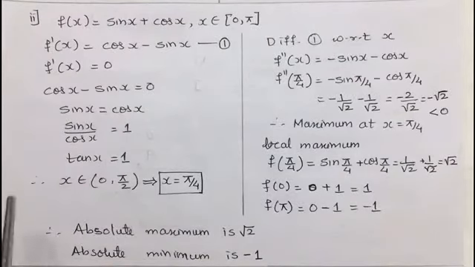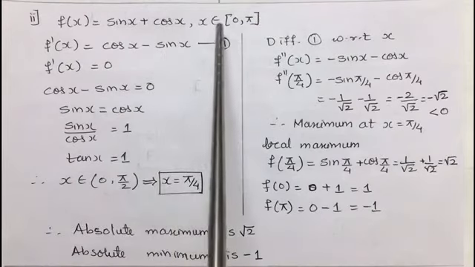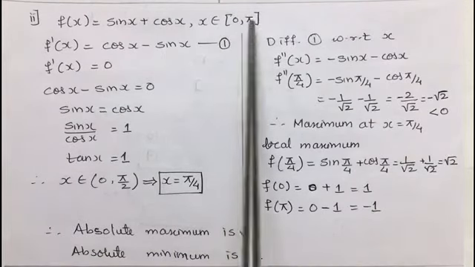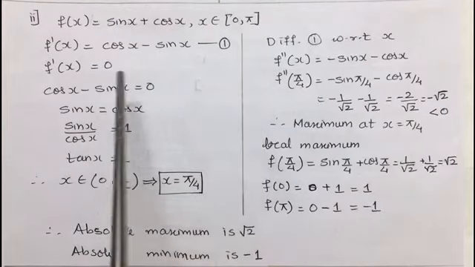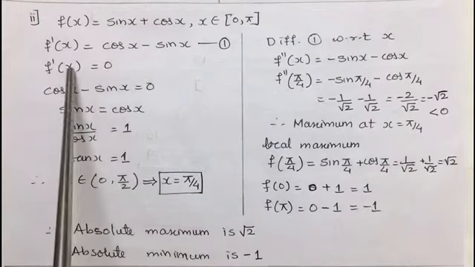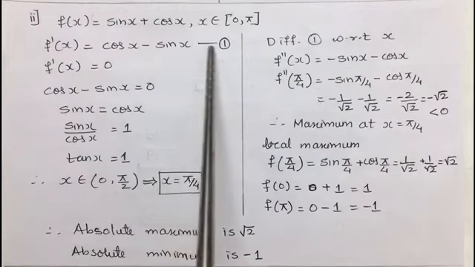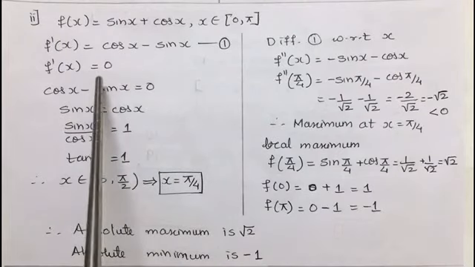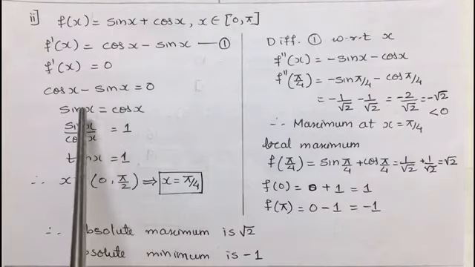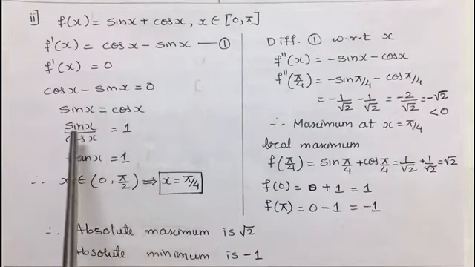Second one of question number 5 is f of x is equal to sin x plus cos x. X is defined in the interval 0 to pi, means it is first and the second quadrant. So first derivative taken up, f dash x is equal to cos x minus sin x. That first derivative statement is marked as 1. To calculate the value of x, we will equate it to 0. Then we get here cos x minus sin x is equal to 0.